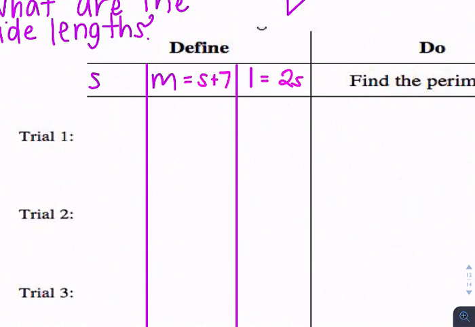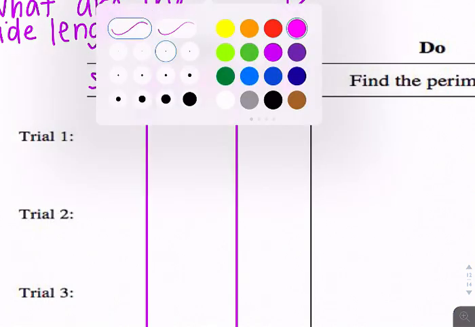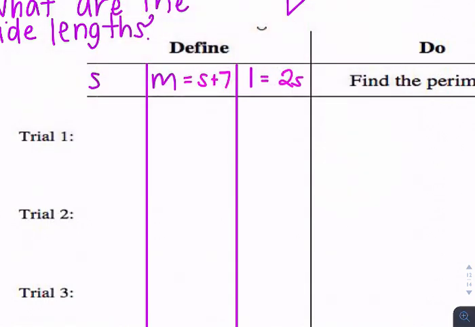You would want them to be able to see, well, they got the medium by adding 7, and they got the long by doing 2 times the short, right? So we want to have that information. So I'm going to start and just make a guess. And my guess is going to be 5. I think the shortest length is going to be 5. So then to get the medium, I do 5 plus 7, and I get 12. And then to get my long, I do 2 times 5, and I get 10.